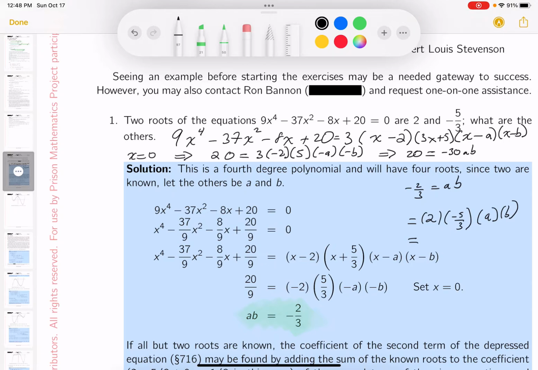Well, AB, I know what AB is, right? It's minus 2/3. Let me write this down. So it's 2 times minus 5/3, and then you're going to get A times B, which is minus 2/3, right? And again, we'll talk about what this equals later. What do you get there? Let's see, 10/9.